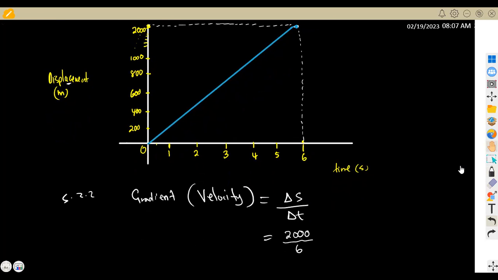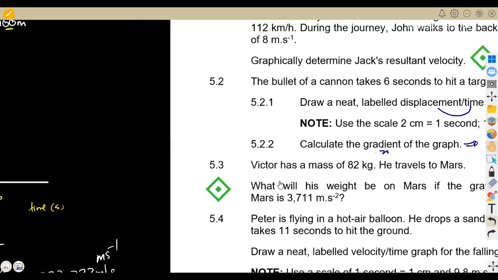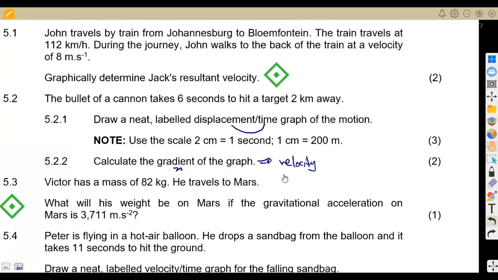If we divide 2000 by 6, this is going to give us a decimal that is 333,3333 and so on, which is in meters per second. Remember, this is velocity. Yes, it's a gradient, but that gradient represents velocity, so it is going to be in meters per second. Someone can write this as m/s like this, still one and the same. So that was question 5.2.2.